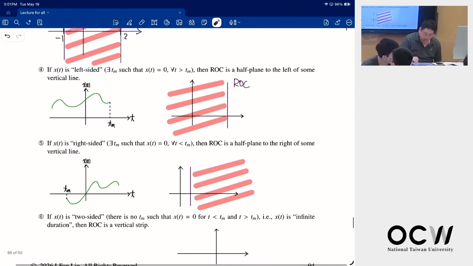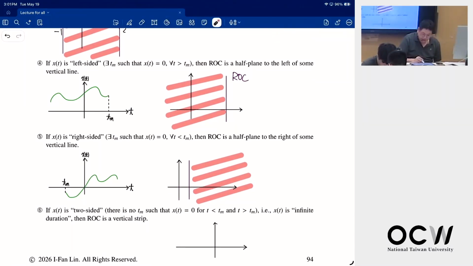If it is two-sided, what does that mean, two-sided? Two-sided means that x is infinite duration. So there's no Tm such that the value of x is 0 for t less than Tm or t greater than Tm. If x is two-sided, then the region of convergence is a vertical strip, like for example, here.